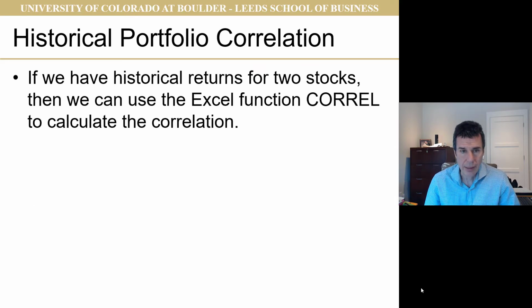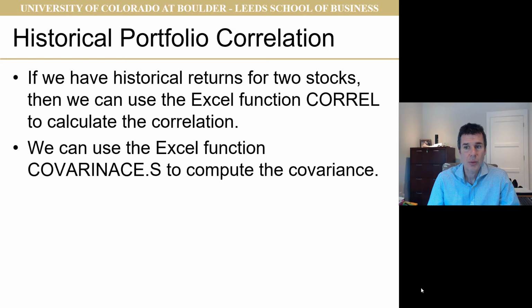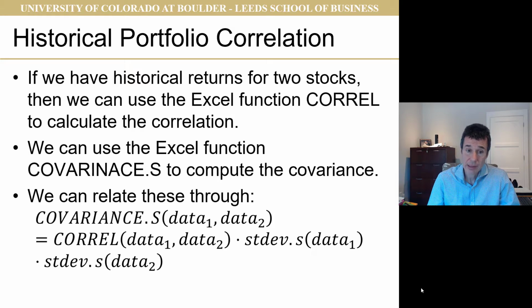Now, if we have historical returns for two stocks, we can estimate the correlation using CORREL. We can estimate the covariance using COVARIANCE.S, and we can relate them by going covariance.s is equal to the correlation times the standard deviation of the first stock times the standard deviation of the second stock.